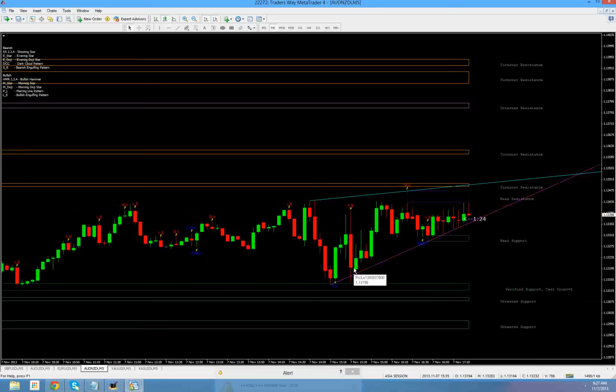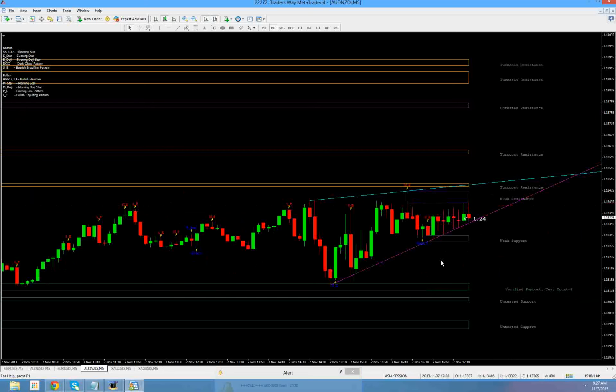Okay, so what we're looking at here basically shows that we have verified support, and it's been tested two times. If we look back, there's our two times. Untested support below here. I'll zoom out a little bit so you can see where these are coming from. We have a purple box here forming and showing weak resistance, and down here we have this one showing weak support. So it's pretty self-explanatory.